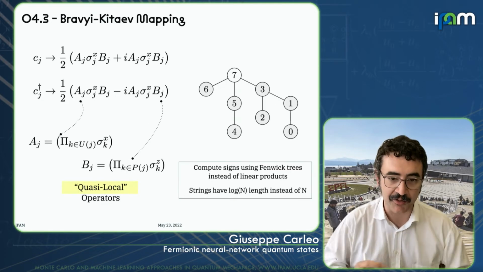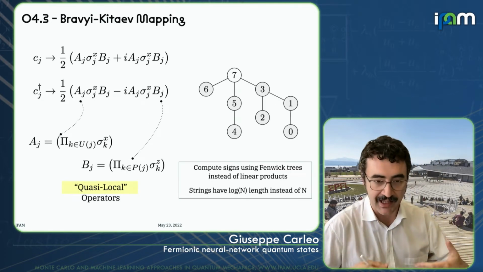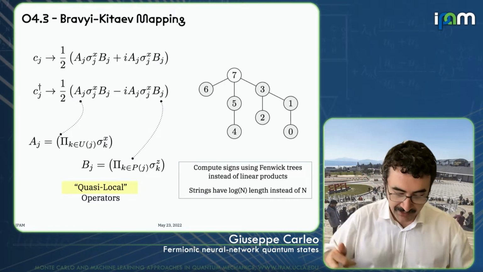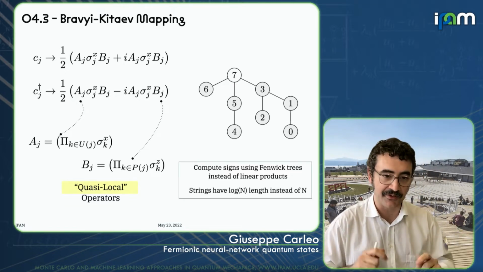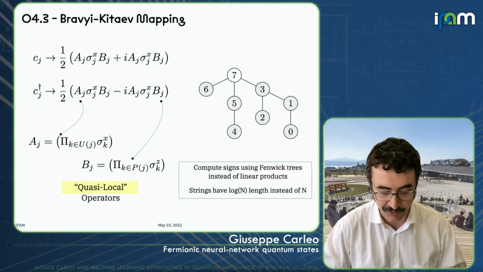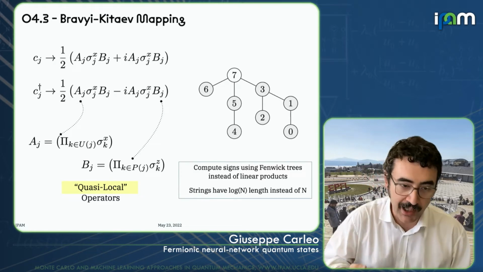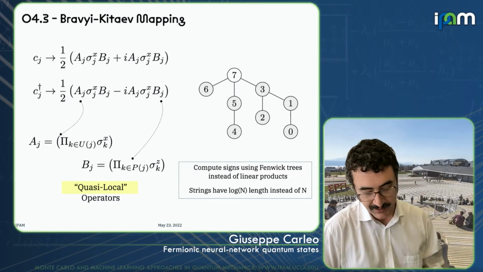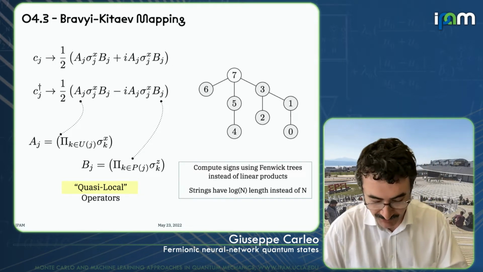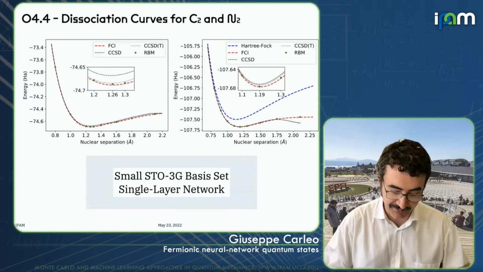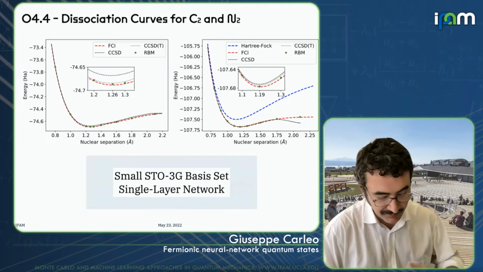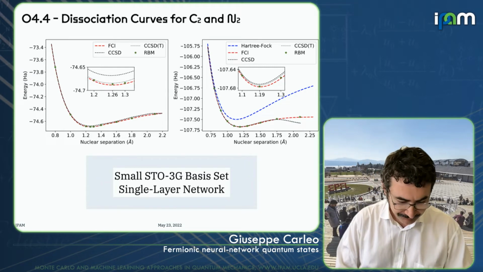Instead, in this case, on average, this will have log n length because you use a sort of tree-like representation of the permutation size. So you make the Hamiltonian a bit more local, or quasi-local, than the original transformation that is more commonly adopted.